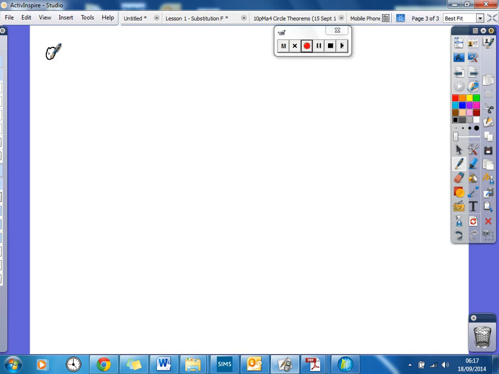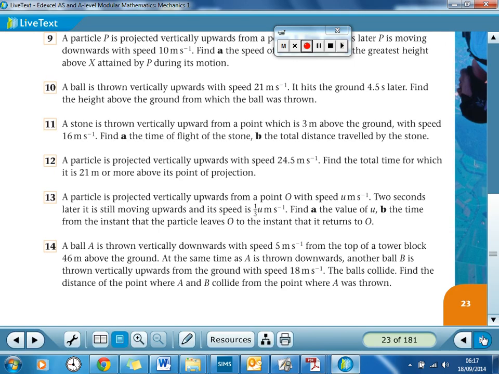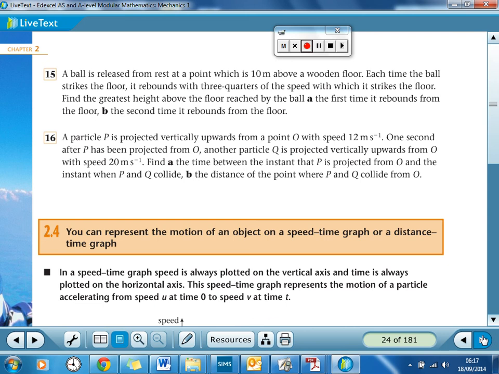Right, question 16. Okay, so particle P is projected vertically upwards from point O with speed 12 meters per second. 1 second after P has been projected from O, another particle Q is projected vertically upwards. Find the time between the instant that P is projected from O and the instant when P and Q collide. So we're wanting when they collide.